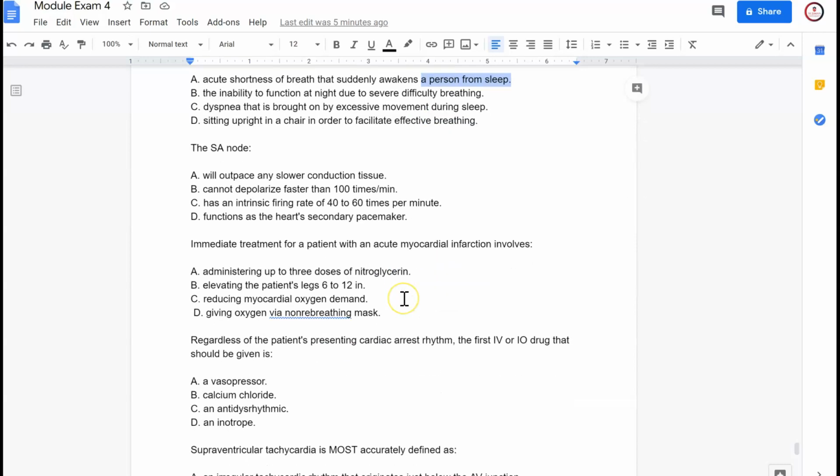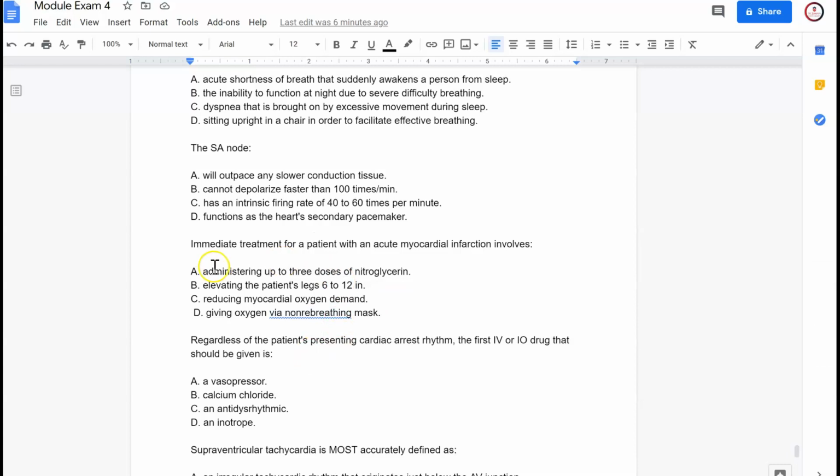The SA node will. Well, it doesn't function as a secondary pacemaker here in the bottom. The intrinsic firing is not 40 to 60. Generally, it can't. It can go faster than 100 beats a minute, right? Because you still have sinus tachycardia, and it will outpace any slower conduction tissue. Your best answer there is A. Oh, that again.